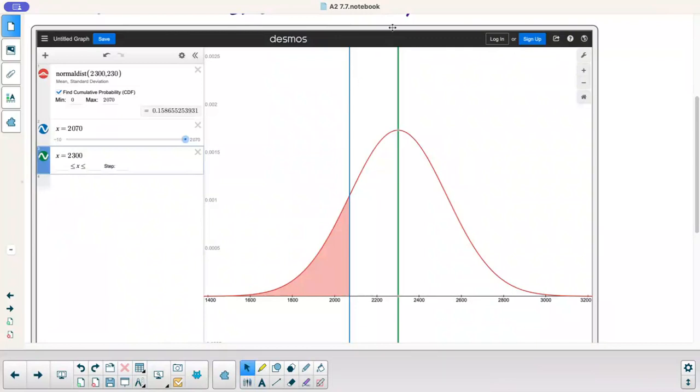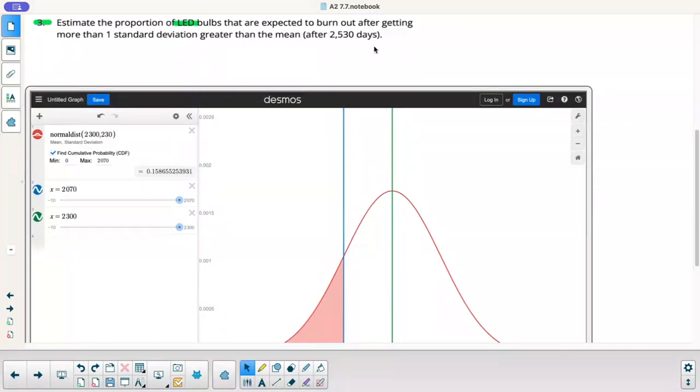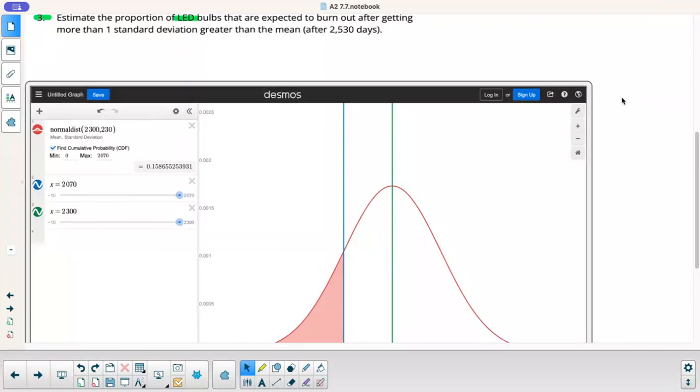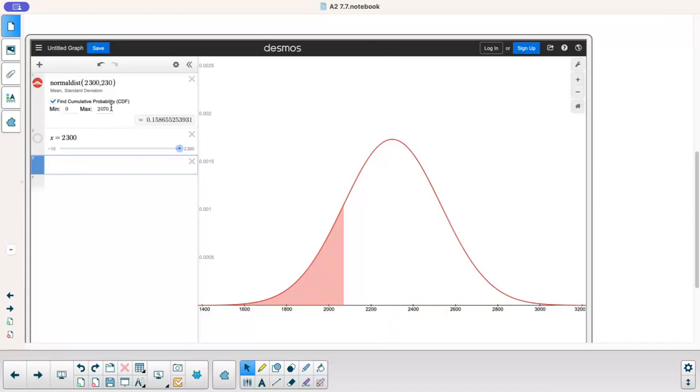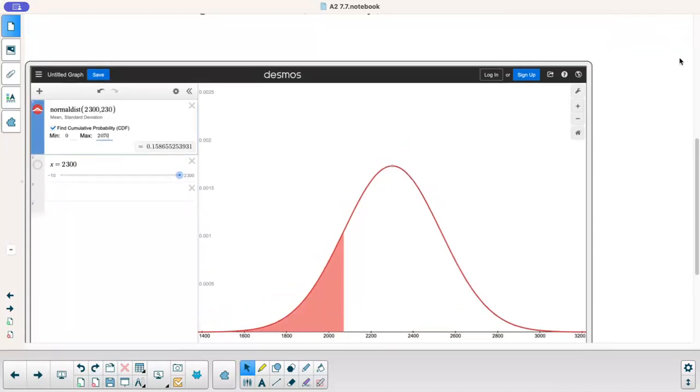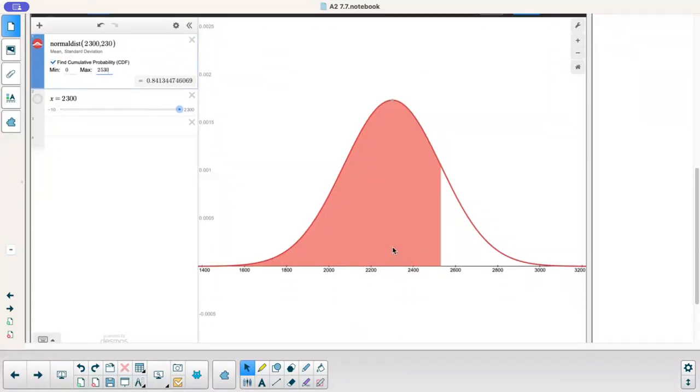All right, so then I'm going to go down to the third question. Estimate the proportion of LED bulbs that are expected to burn out after getting more than one standard deviation greater than the mean. Okay, so now we're basically going to go one standard deviation up. We're going to be from 0 to 2,530 days. So it's going to be this region. So this is one standard deviation above the mean right there.